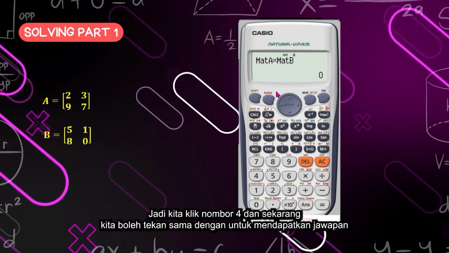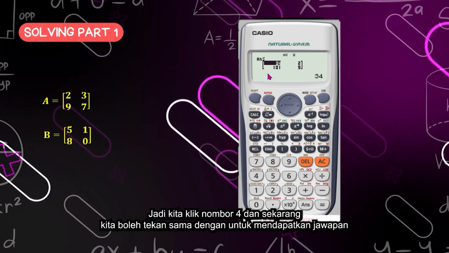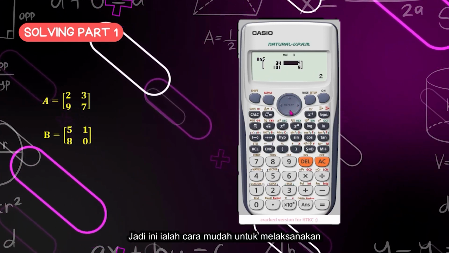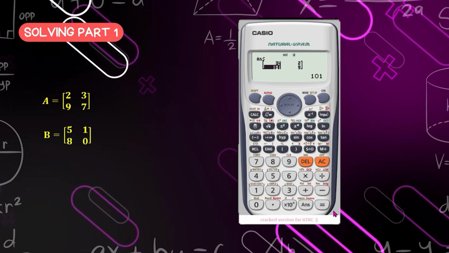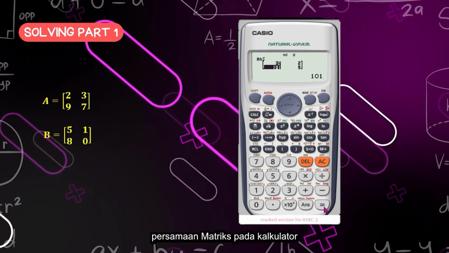So we click number 4, and now we can hit equal to get the answer. So this is the simple way to perform matrix equations on a calculator.